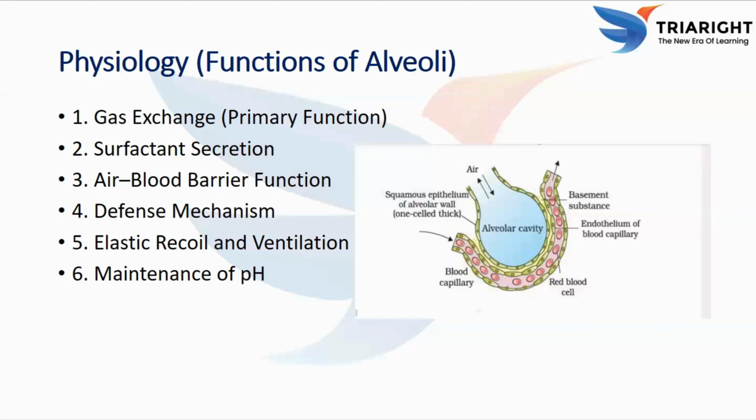Coming to the sixth function, maintenance of pH. The alveoli help to maintain the acid-base balance, the pH, in the body. When CO2 is exhaled, the blood becomes less acidic. If alveolar gas exchange is impaired, carbon dioxide accumulates, which leads to respiratory acidosis. Respiratory acidosis is nothing but a drop in the pH. So every breath you take not only gives oxygen, but also helps to control your body's chemistry. So this is all about the functions of the alveoli.